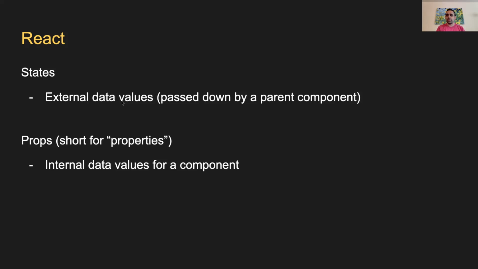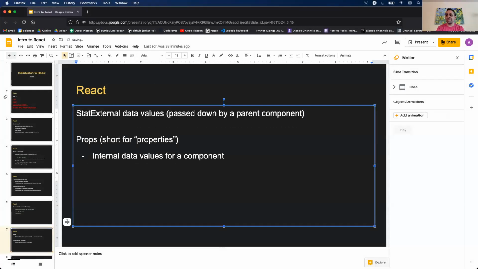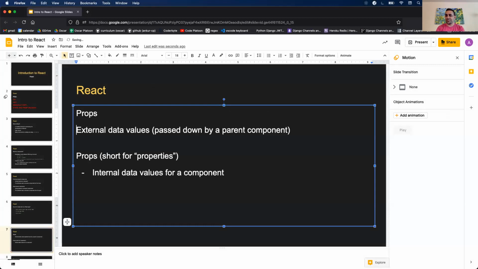States are external data that's passed down by parent components. All right, so if you have a component, if your parent component is passing you a value, that's called a state value. All right, just terminology, make sure you're familiar with it eventually. But state values are external data that's passed down from a parent component. Sorry. Those are reversed. Yeah, got it. There you go. Just realized that. Thank you.